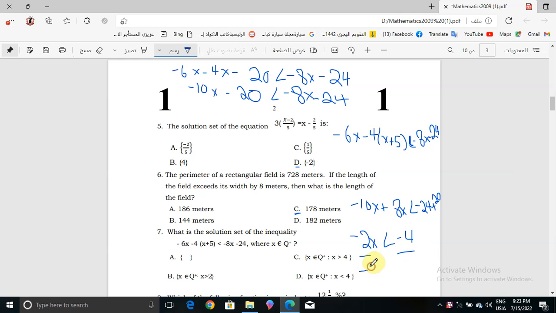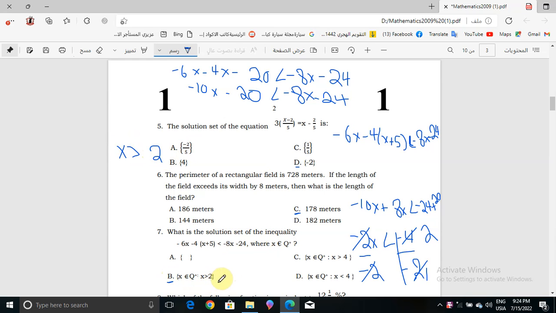Divide both sides by negative 2. Then we will change the sign because we divide both sides by a negative number, so that means it will be x greater than 2. So that means choice B is the correct answer for question number 7, which is x greater than 2.